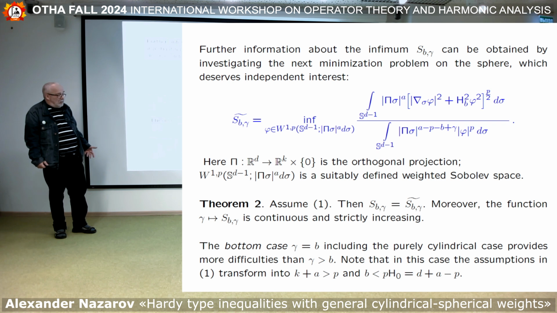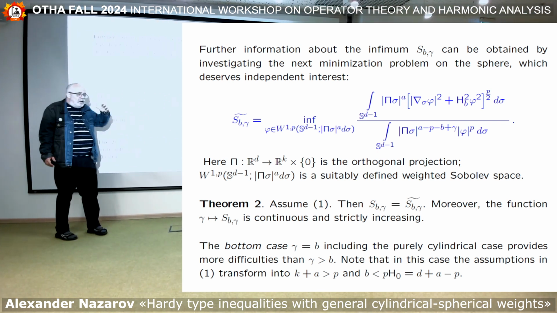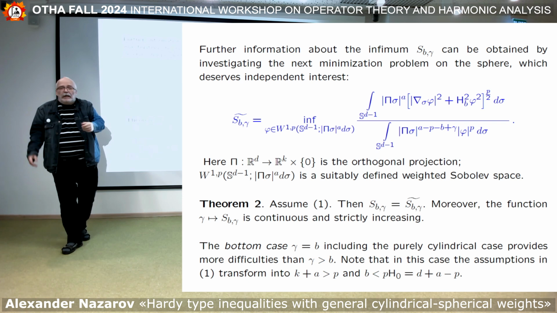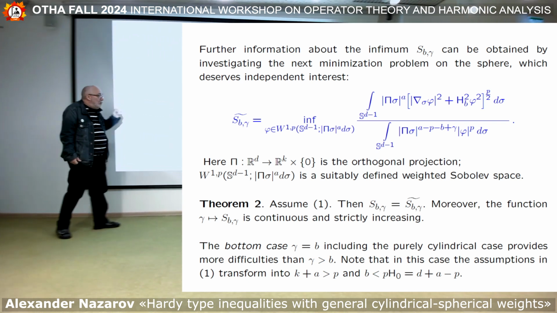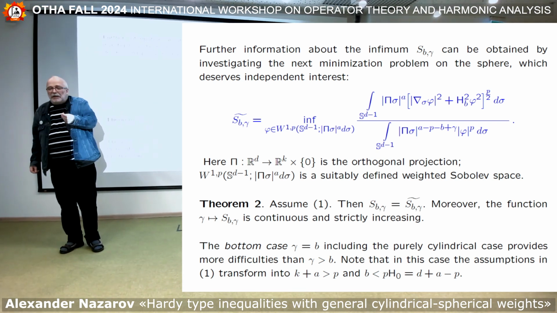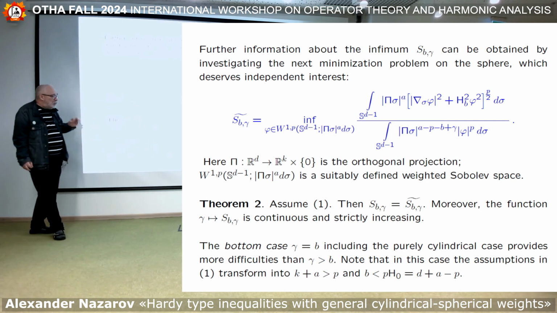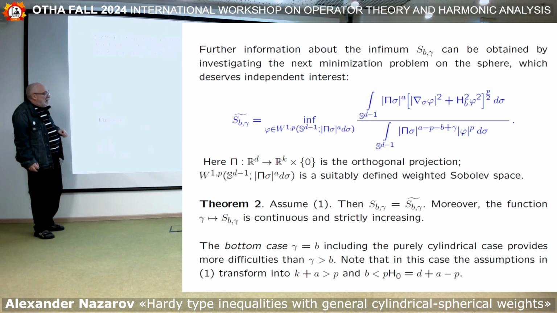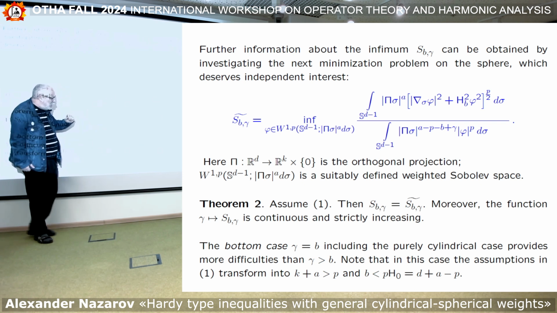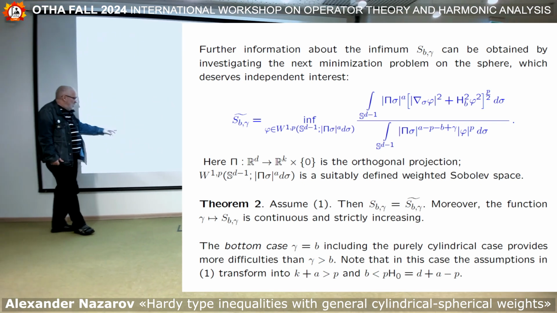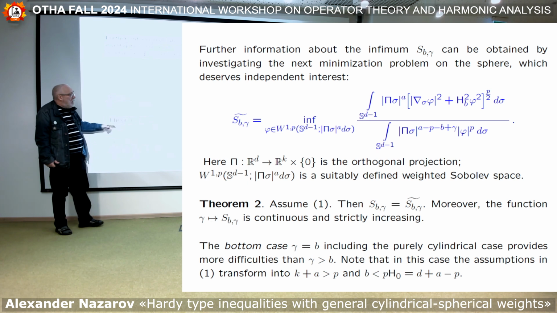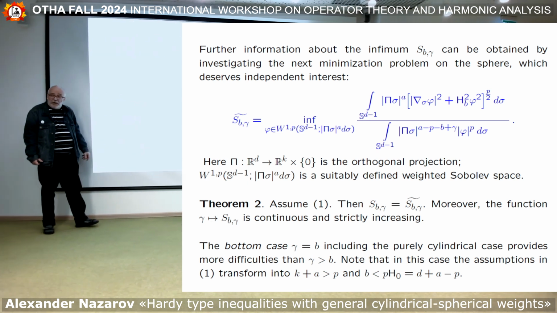Why is it interesting? We say that one unknown quantity is equal to another unknown quantity. In a sense, this quantity can be touched by hands. Not always, but sometimes. Also, we prove that for a given b, this function is continuous. It's evident but not trivial, and strictly increasing with respect to gamma.